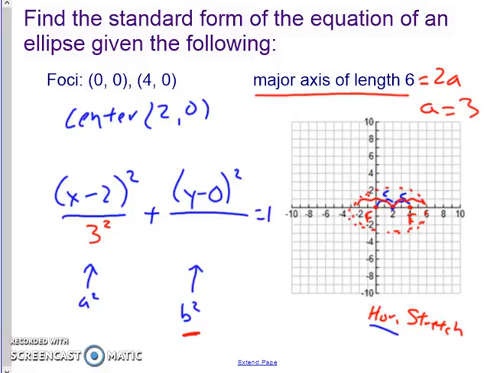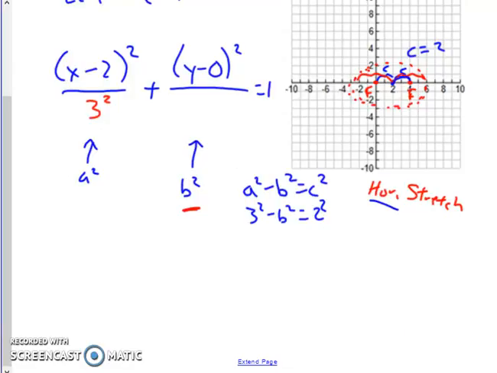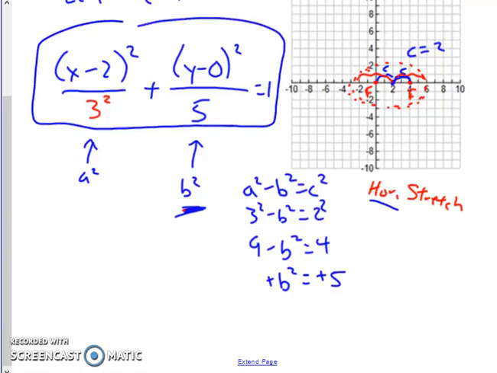So recall, we now have c, because our foci are a distance from the center, so our c value here would be 2. And we have our formula a squared minus b squared equals c squared. So if we plug in our a value of 3 and our c value of 2, we'll get 9 minus b squared equals 4. Negative b squared equals negative 5. So if we just make those positive, remember we're trying to find b squared, so we can simply just plug in 5, and that would give us the standard form of our ellipse.